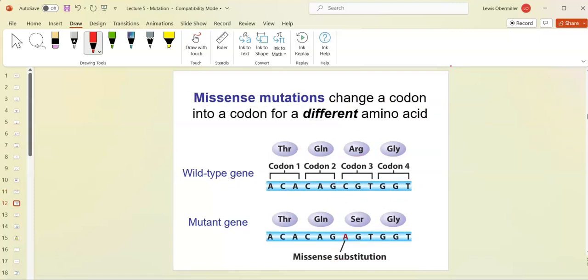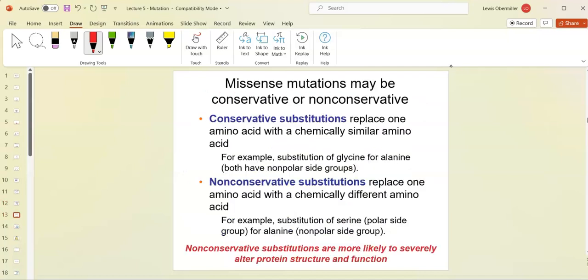Missense mutations change one codon into another codon for a different amino acid. So we have our example again here, wild type. Here we have this C that codes for arginine, and then it's mutated to an A, so this codon would now code for serine. And because these are different amino acids, it could affect the shape of the protein and cause it to be non-functional or expressed differently. So that's what we call a missense mutation. So make a note card or flashcard and just learn the definitions. This is how geneticists speak.